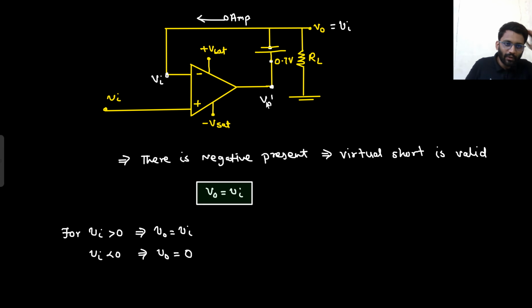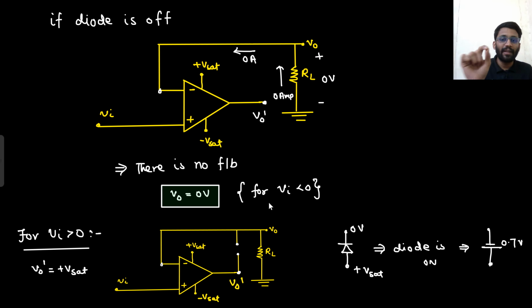Now what will be this V0' value? Can you tell me? What will be the value of V0'? V0' value will be plus Vset, or something else? V0' will not be plus Vset now. V0' was plus Vset when we were applying the open circuit test. At that time V0' was plus Vset.